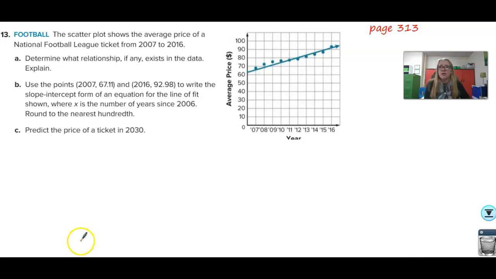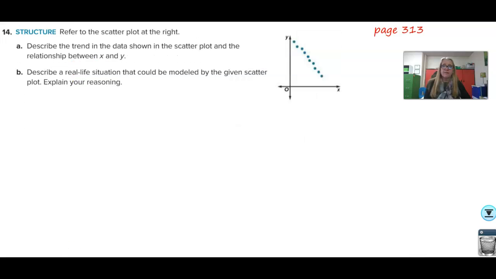Okay, the scatter plot shows the average price of a National Football League ticket from 07 to 16. Determine what relationship, if any, exists in the data. Okay, it looks like a positive correlation. They're charging more and more for football tickets. I don't know why. I don't even like football. Use these 2 points to write the slope-intercept form of an equation. So they're ugly points. You find the slope. You find y equals mx plus b, and then predict the price of a ticket in 2030. That's going to be interesting to know. I can't afford a ticket now, much less then, okay?